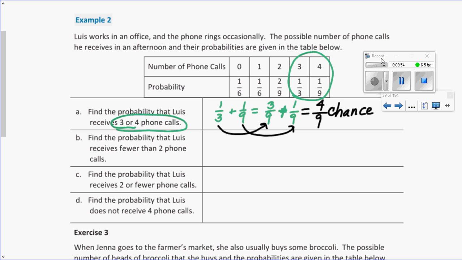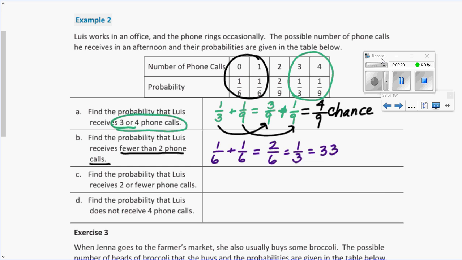Okay, what's the probability that he receives fewer than 2 phone calls? Fewer than 2 would be less than 2. Okay, so if he receives 0 or 1 phone call, that is a 1/6 chance plus 1/6. I love when I see that the denominators are the same because I just add 1 plus 1 and leave the denominator, which is 2/6, and we know that that reduces to 1/3.